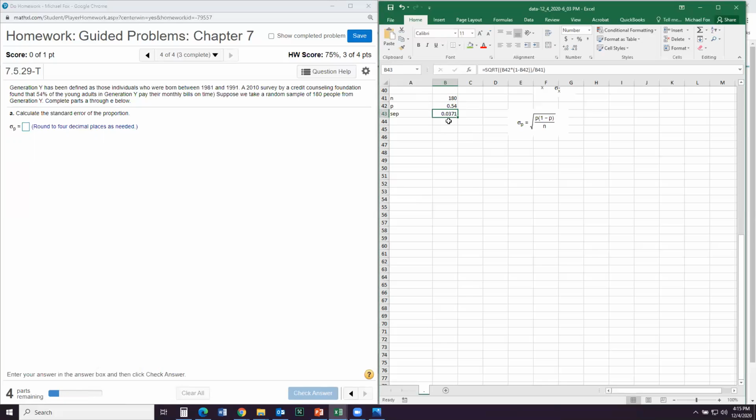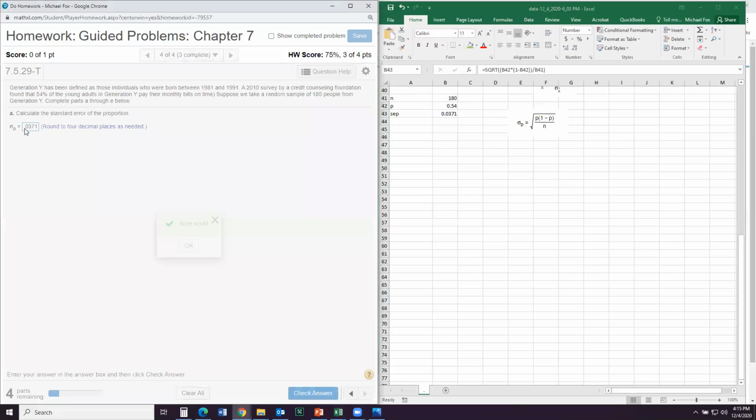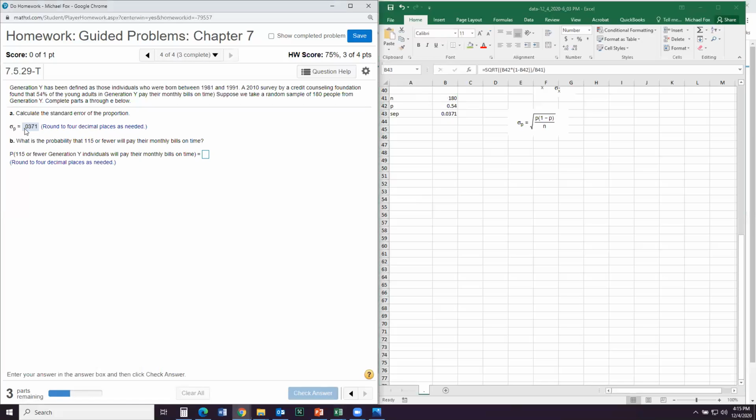So there it is, 0.0371. See, nice, we already had the calculator in place. Now it says, what's the probability that 115 or fewer will pay their monthly bills on time? So to figure this out, I'm going to put another variable in here, which is x. That's the number we observe, okay? So for this problem, that will be 115.